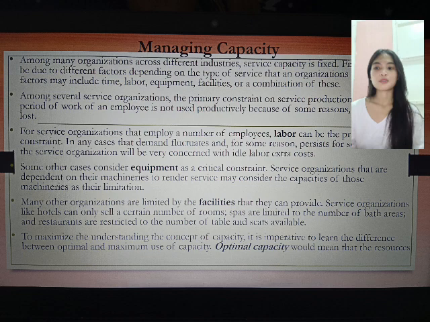Many other organizations are limited by the facilities that they can provide. Service organizations like hotels can only sell a certain number of rooms. Spas are limited to the number of bath areas. And restaurants are restricted to the number of tables and seats available.